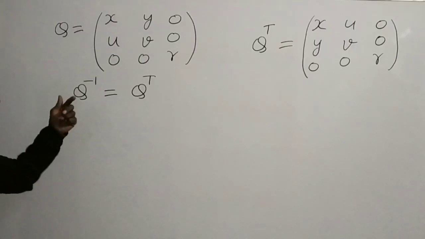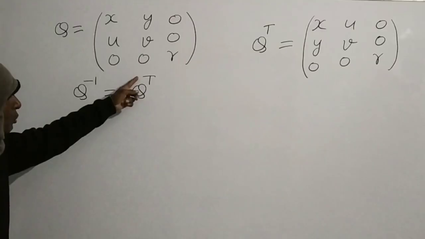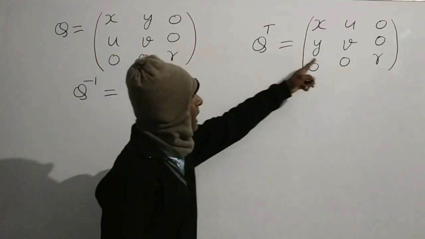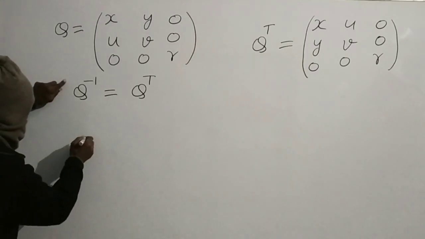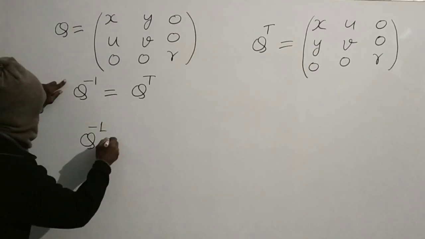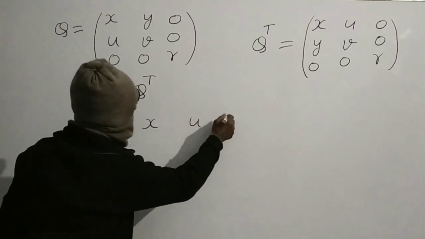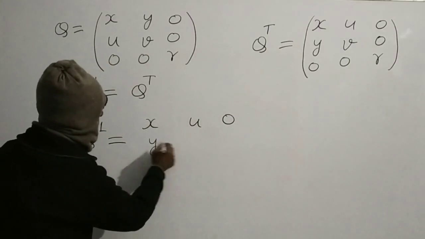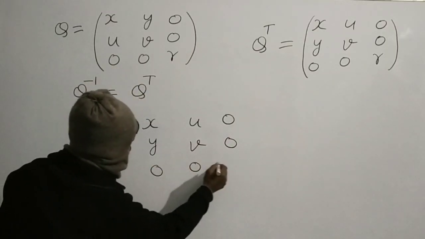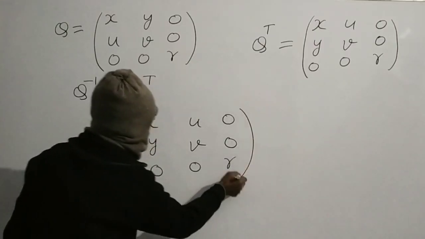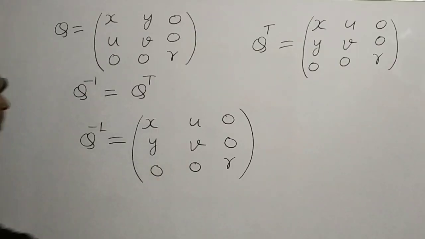If Q is such a matrix that Q inverse is equal to Q transpose, and Q transpose is this matrix, that means Q inverse is equal to x, u, 0, y, v, 0, 0, 0, r. Q inverse is this.